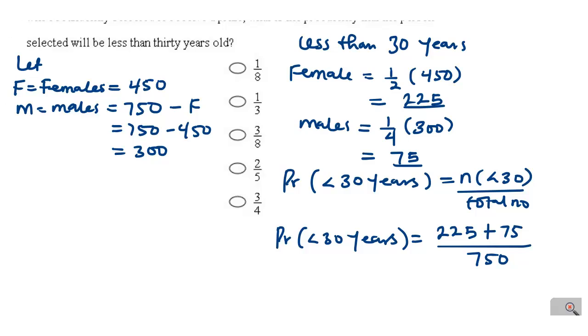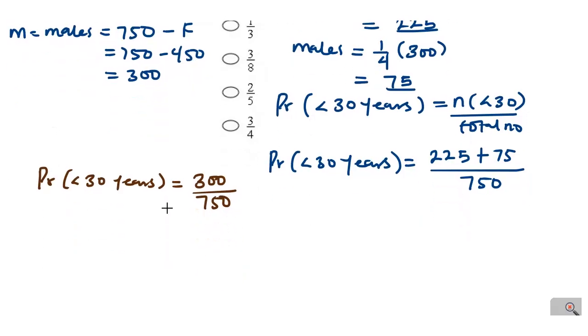If we solve it further, the probability of less than 30 years will now be 225 plus 75, that is 300, over 750. So 300 over 750. What can we use to simplify this? Let's see, can I use 10? No, let's put it this way.